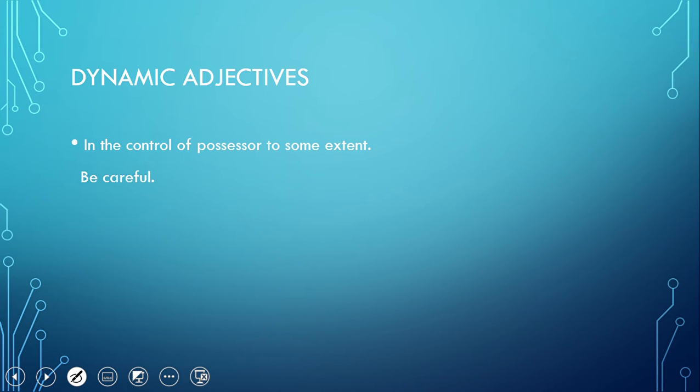Next is dynamic state adjectives. Dynamic adjectives are actually to some extent in the control of the possessor. The one who is having the qualities can control them. For example, if I am doing something, I can be careful about that. That's in the control of myself, and we can use them in progressive sentences as well as in imperative sentences. For example, if I say be careful, so now I can use this careful in progressive or imperative sentences, and it is also in my control to be careful.